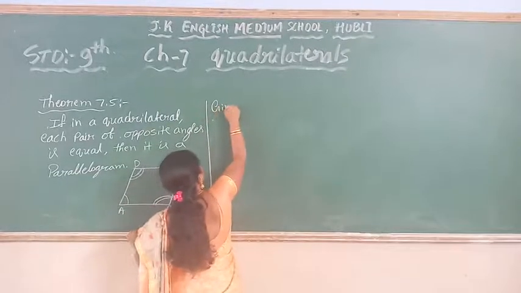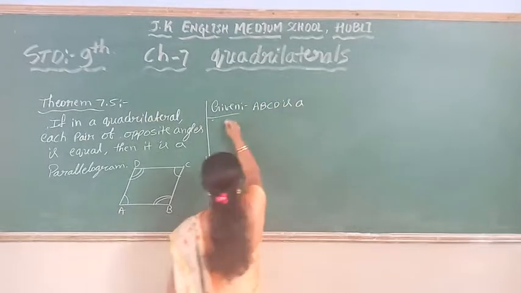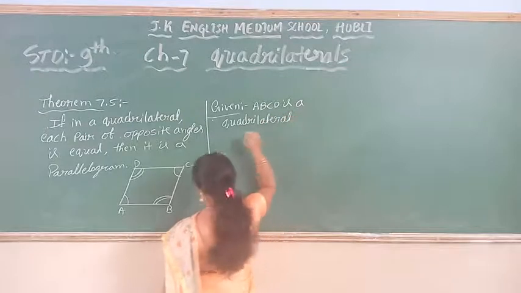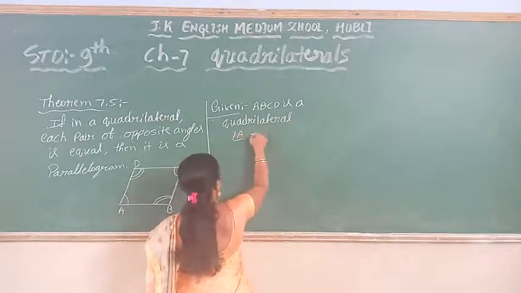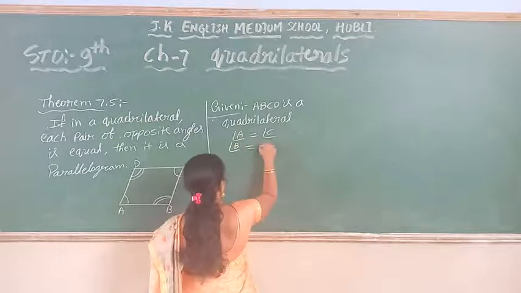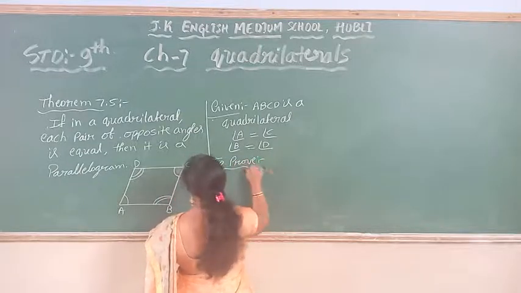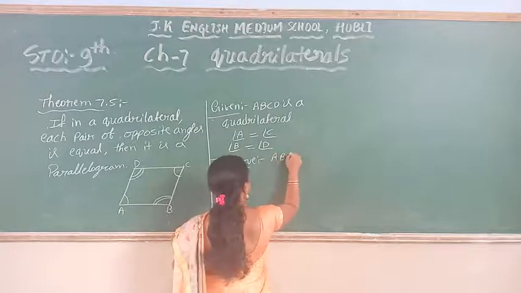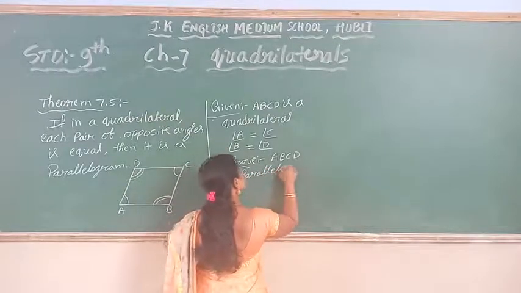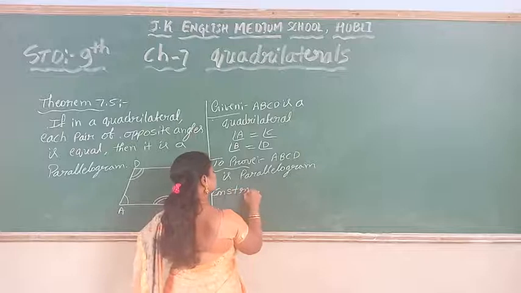Given: ABCD is a quadrilateral and angle A is equal to angle C. Each pair of opposite angles are equal. Angle B is equal to angle D. This much is given. To prove, what I have to prove, children, in this? ABCD is a parallelogram. I have to prove it. For that, construction.